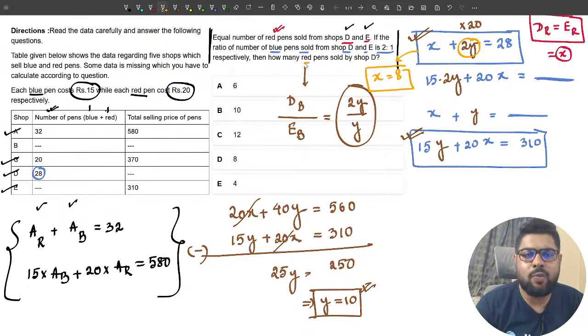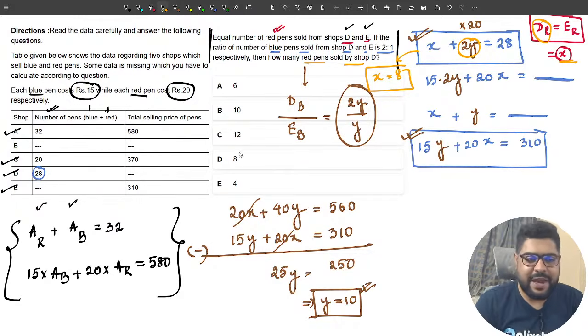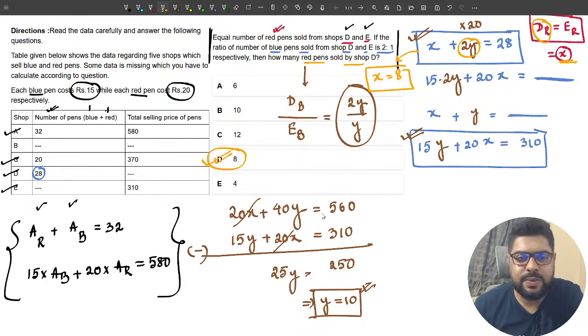They are asking how many red pens by this. So red pens means dr, like from shop D. So dr, that is, they are asking us the value of x only. So my answer will be option number D, which is 8.